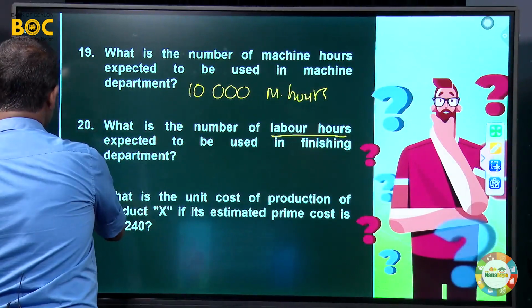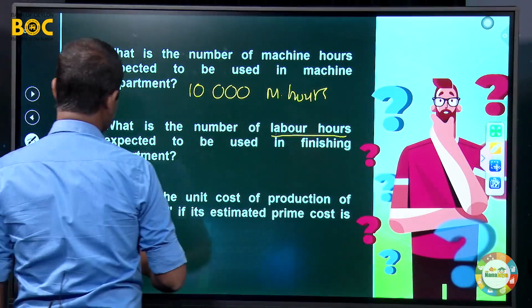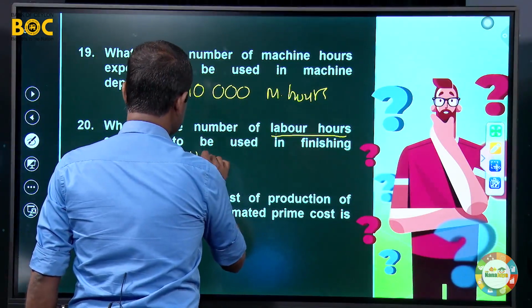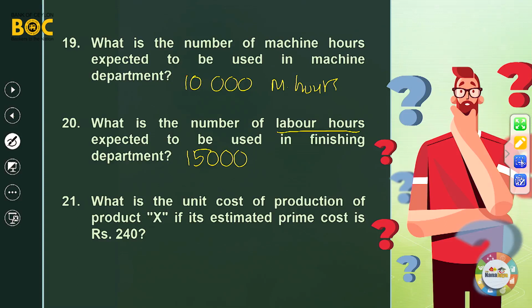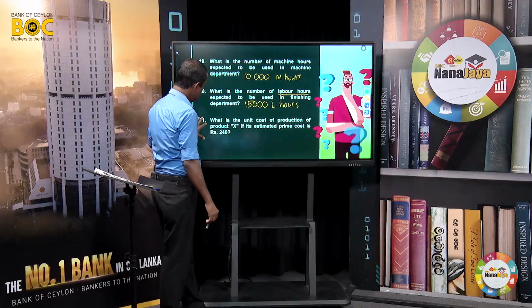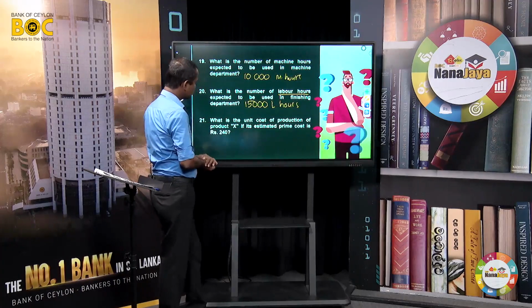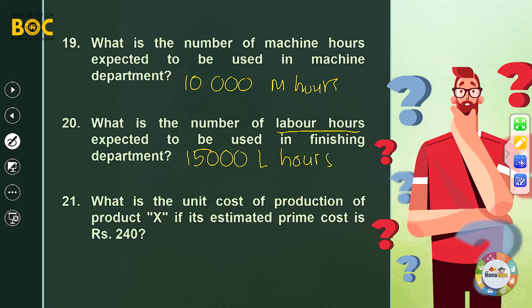The answer: 15,000 labor hours. Question 21: what is the unit cost of production of product X?